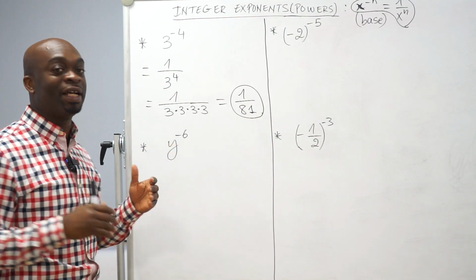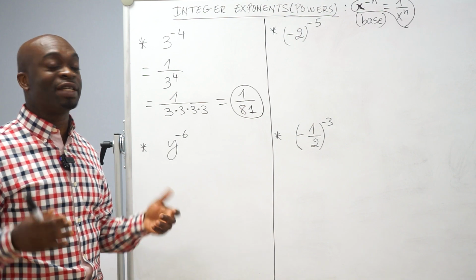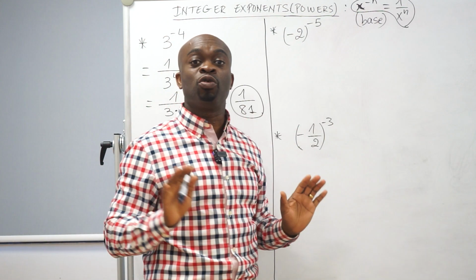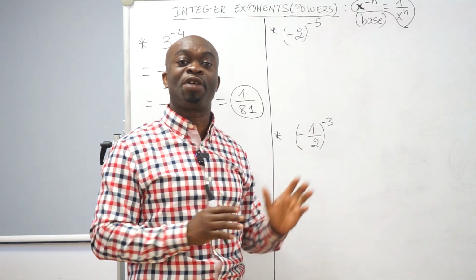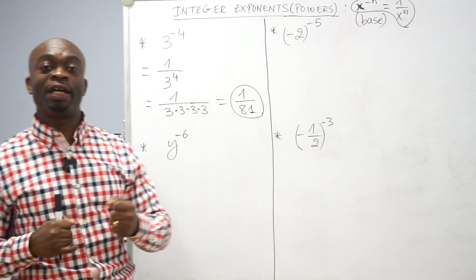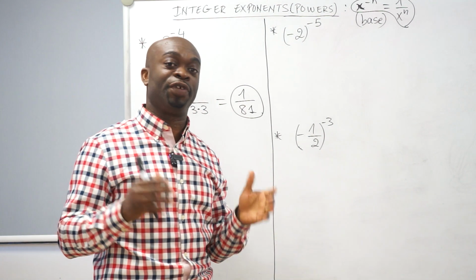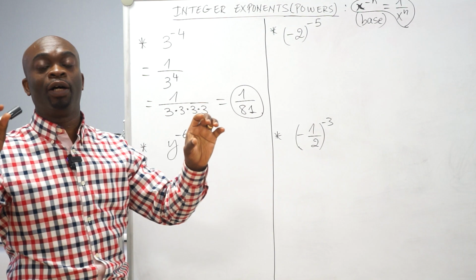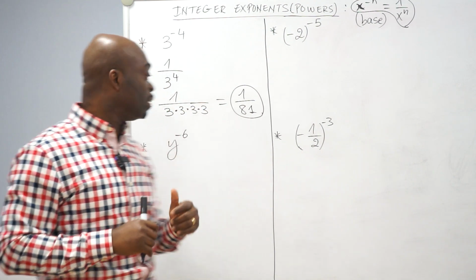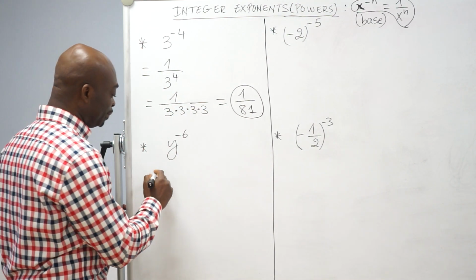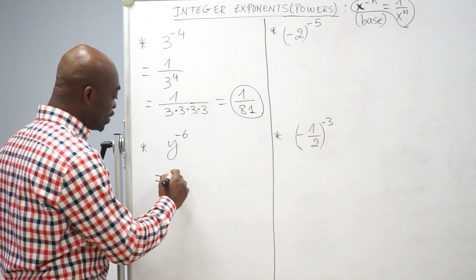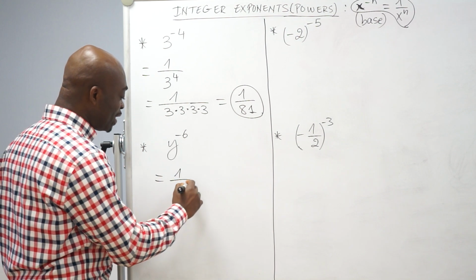So we have y to the power -6. So y to the power -6, the same thing. We just follow the rules. That's the reason why we have rules, so you can look at the first videos where we put down all those rules. So using the rule here, this one is just going to give us 1 over y to the 6th power.